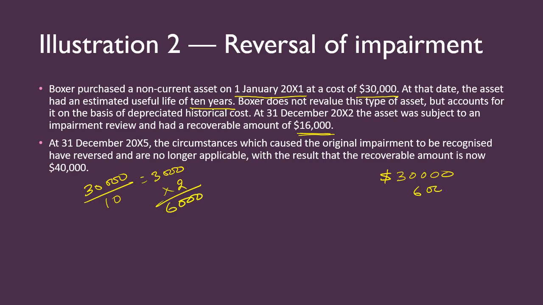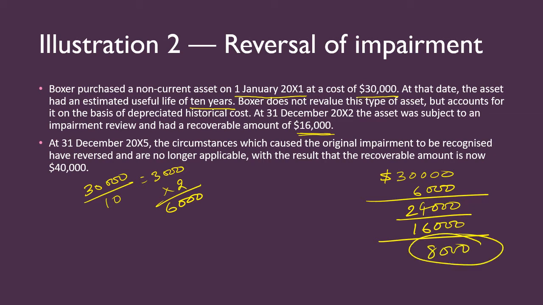So less 6,000, the value was 24,000, and the impairment loss: by revaluation the value of the asset is 16,000, so the impairment loss is 8,000 on that date, meaning 8,000 is transferred to the profit and loss statement.